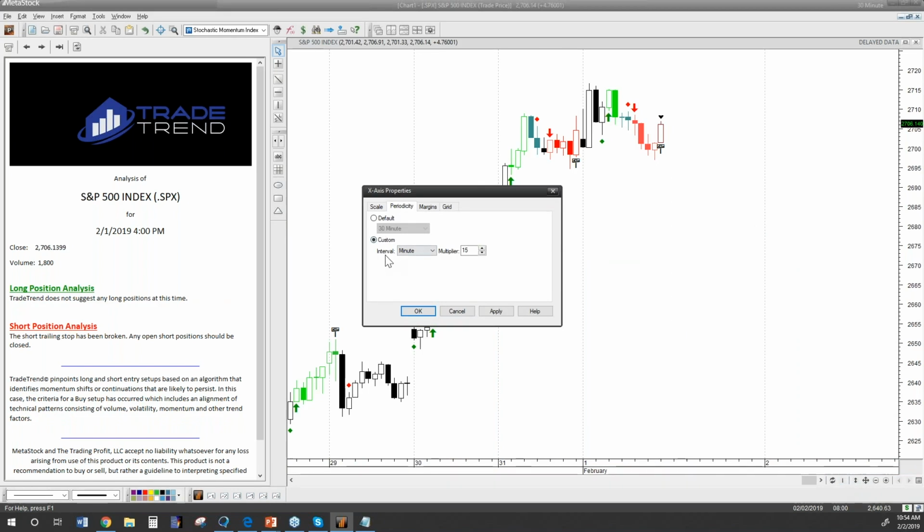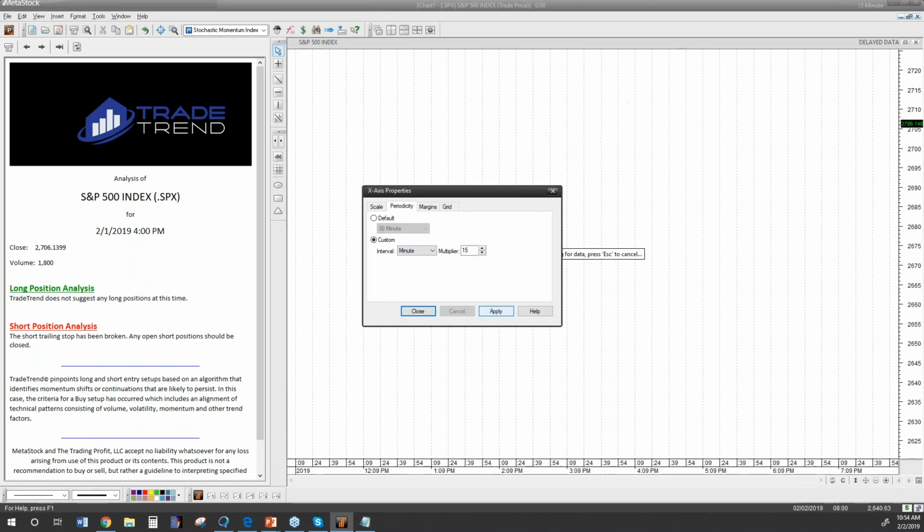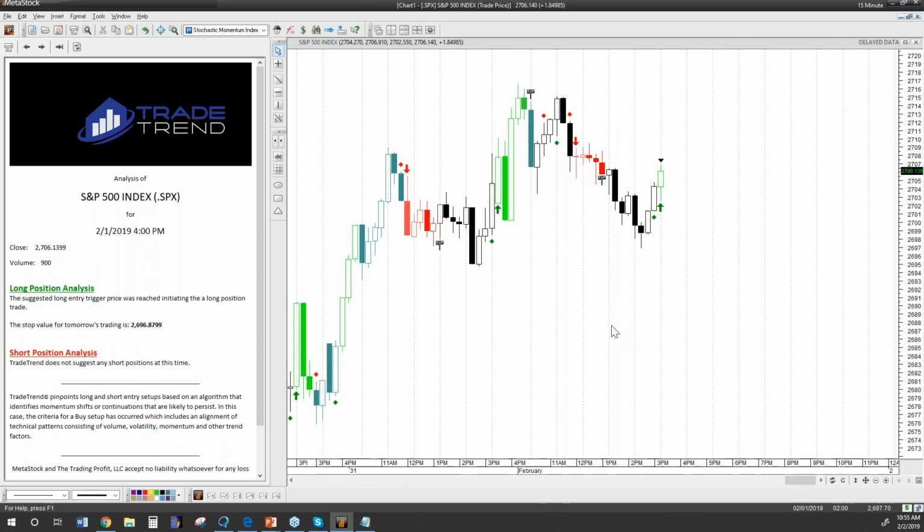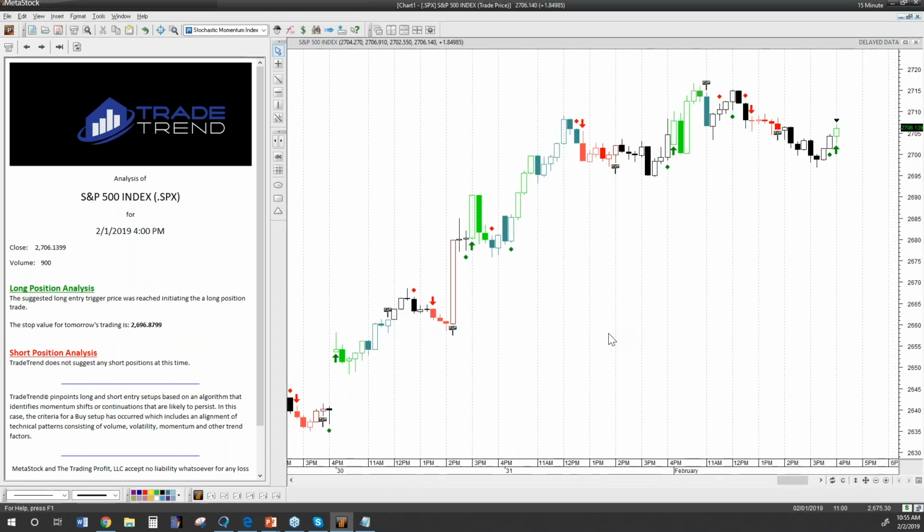I'm going to go into custom right here, and I'll just turn on 15 minutes. We'll let the data load in and see how the signals paint in. So right here, you did have a bit of an initial setup. It triggered on this move up. It went a little bit soft, but you didn't stop out.